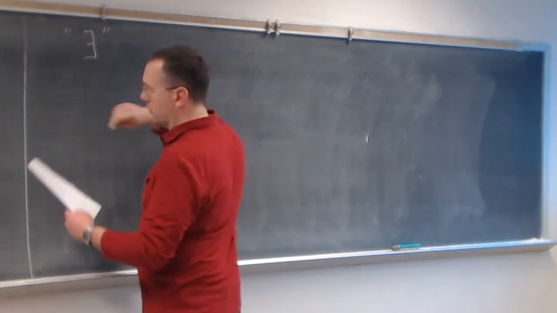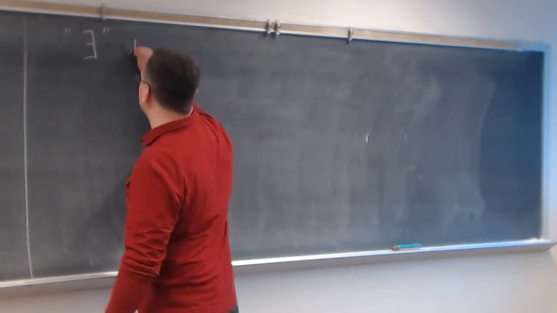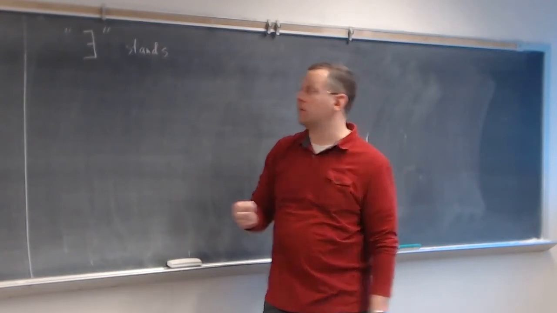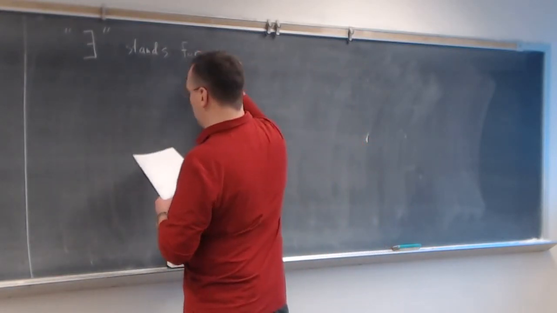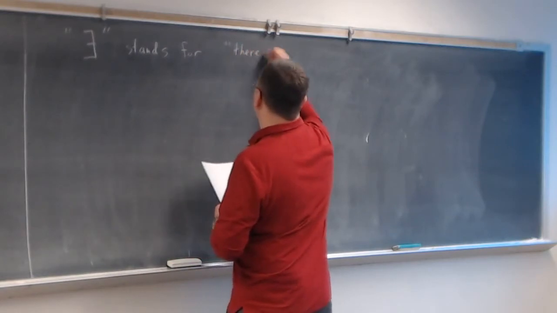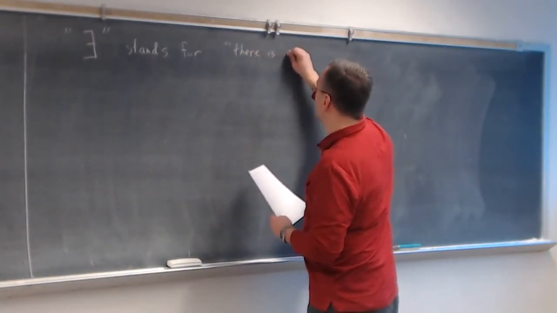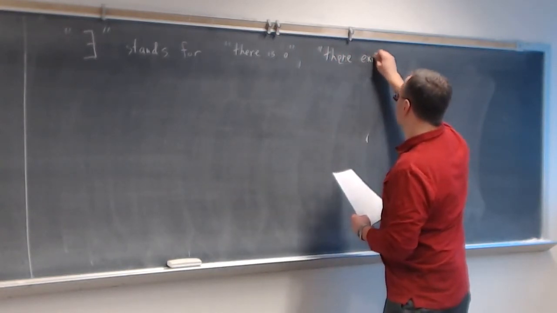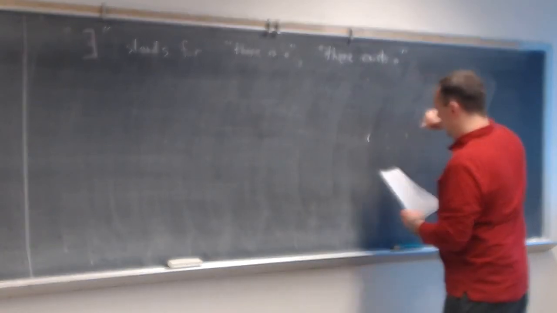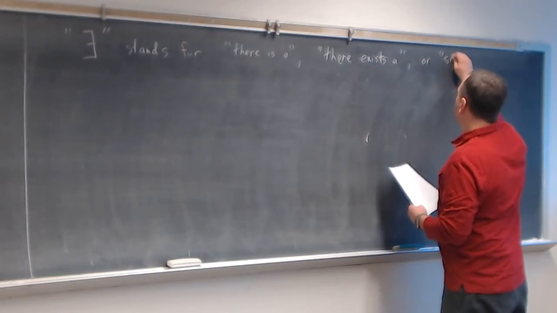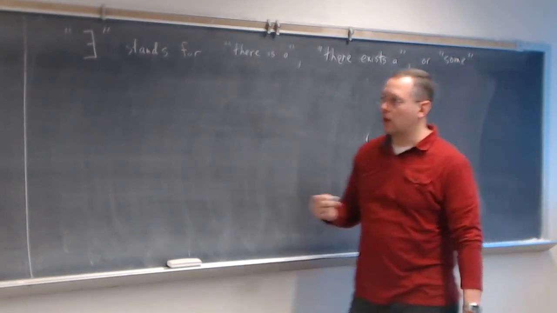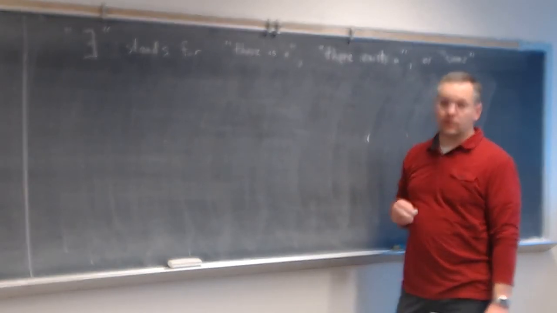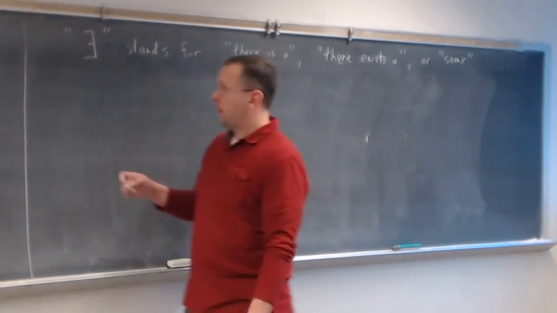Anyways, so the backwards E is the symbol that stands for the phrases there is, there exists, or some. This stands for there is a, there exists a, and then also the word some. Like I could have said, some integers are even primes, or there exists an integer that is an even prime, or there is an integer that is an even prime.